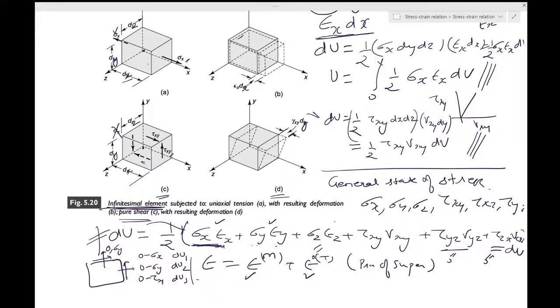In the next class we will begin with chapter 6, which is torsion. Thank you.